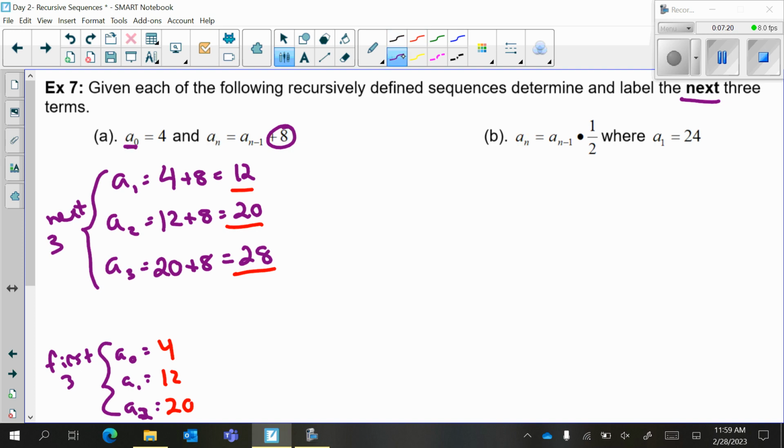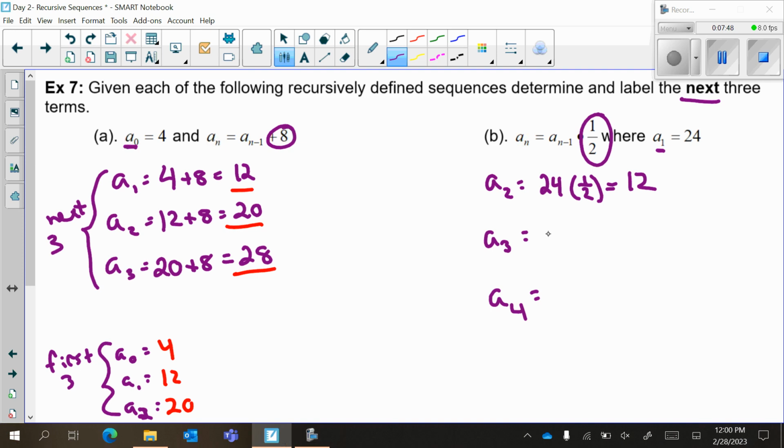Okay, for the next one, they're starting with a sub 1. So the next 3 would be a sub 2, a sub 3, and a sub 4. The pattern is the previous term times 1/2, which is dividing by 2. So we have 24, the previous term, times 1/2. Use your calculator if you need it, that is 12.